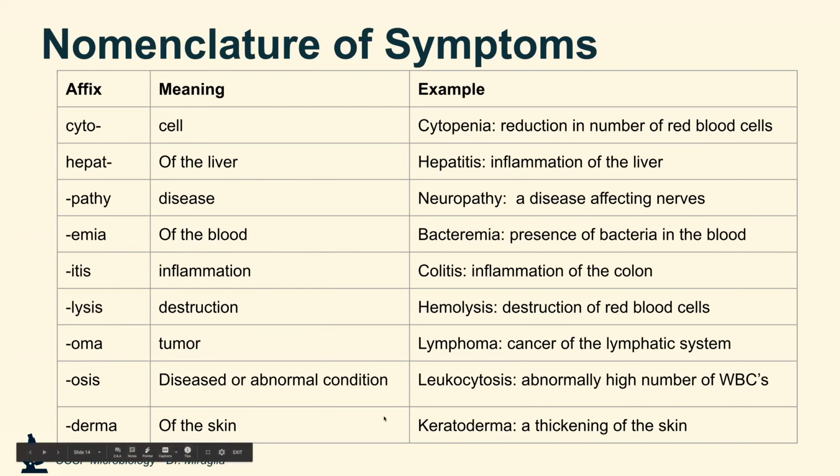Derma means of the skin. So keratoderma is a thickening of the skin. So these are prefixes and suffixes that you will often see appended to other names, like hepatitis has both the liver and the inflammation. So the person has an inflamed liver. So just to tuck these away, they'll be useful for you in your medical career.